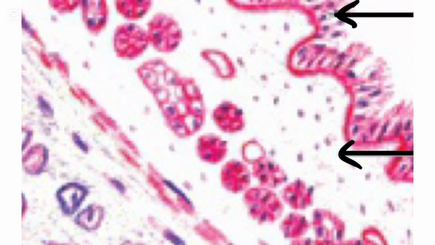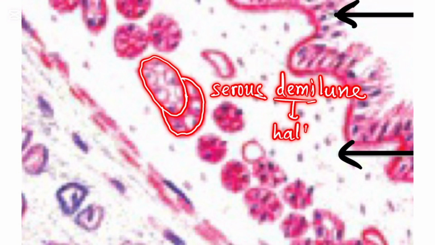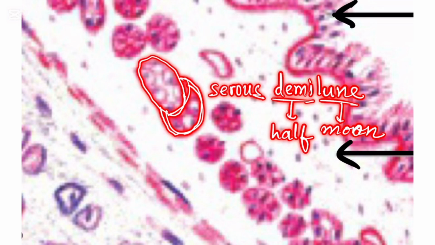You can see a structure right here. This is seen only during the preparation of slide. This is not something that is seen naturally. And what exactly is this? See, what you can see is a mucous gland with empty cells, right? And it is wrapped from one side with a serous demilune. Serous because it contains serous cells. Demilune because demi means half and lune means moon. So the structure looks like a half moon wrapping the mucous gland from one side.